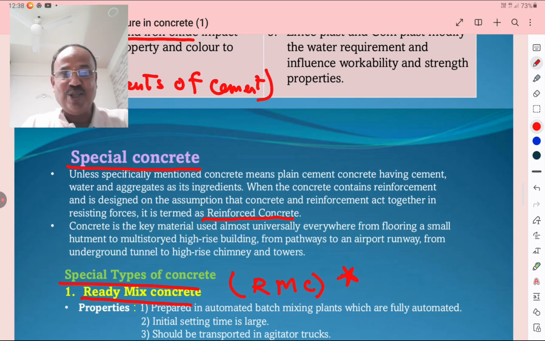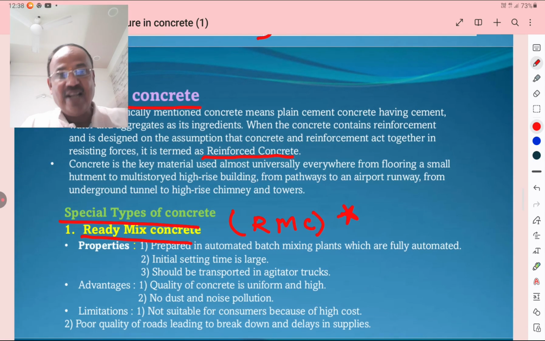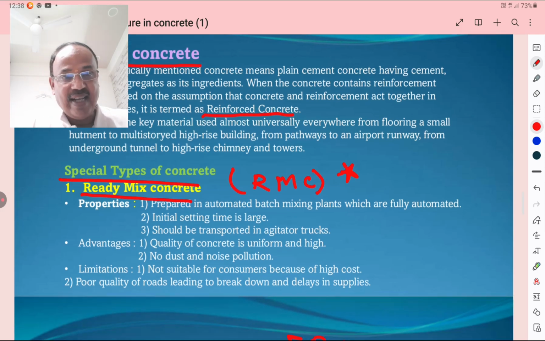Then we are going to discuss the special types of concrete, or special concrete. Normally, concrete contains cement, water and aggregate, and sometimes admixtures are added. And when reinforcement is added into the concrete, it is called reinforced concrete. But there are some special types of concretes which are nowadays developed for rapid or quick construction. The first type is the ready mix concrete, commonly termed as RMC.